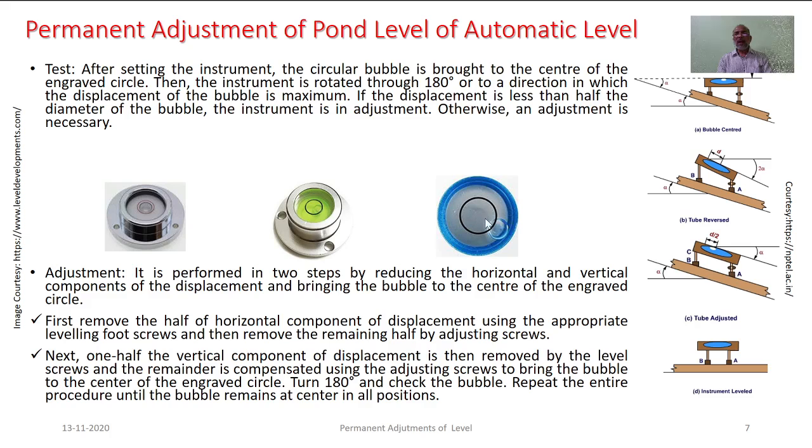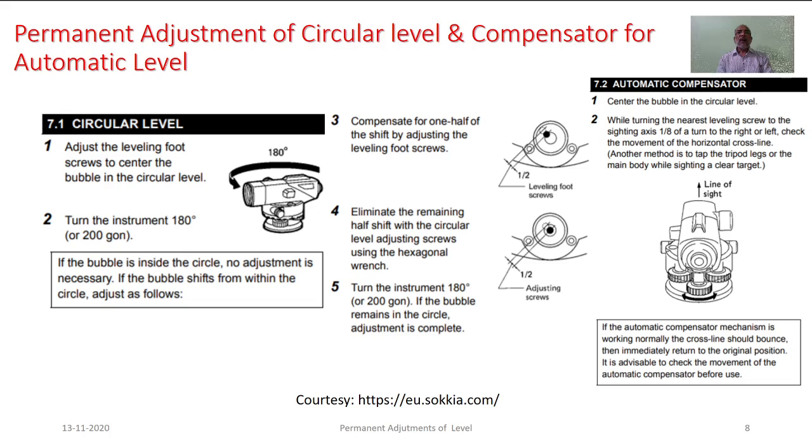Now, this particular movement of the bubble could be because of the tilt with respect to the horizontal plane. Hence, this tilt needs to be adjusted by removing half of the horizontal component of displacement using the appropriate leveling foot screw, and then removing the remaining half by adjusting the base of the level using the level adjusting screw. The vertical component of that displacement is then removed by the leveling screw and the remainder is compensated using the level adjusting screws. This adjustment can be done through the instructions given in the manual.